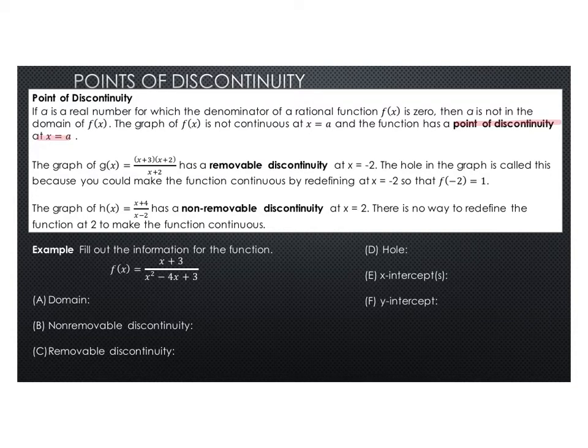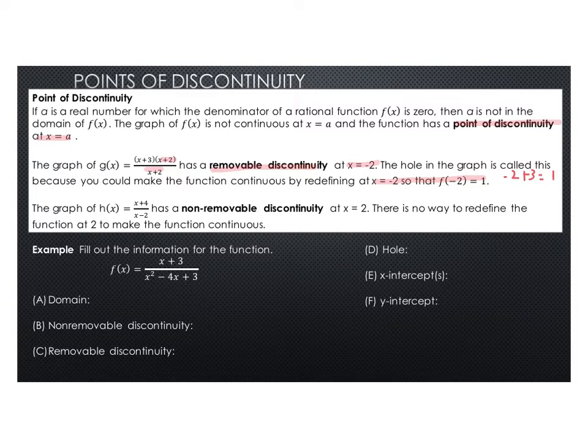So the graph of g of x equals x plus 2 times x plus 3, all over x plus 2, has a removable discontinuity at x equals negative 2. This is because I can reduce the fraction down, so we call that a removable discontinuity. The hole in the graph is called this because you can make the function continuous by redefining it at x equals negative 2, so that g of negative 2 equals 1. Okay, so what that means is if you plug negative 2 into the reduced form, you do get negative 2 plus 3, which is 1.